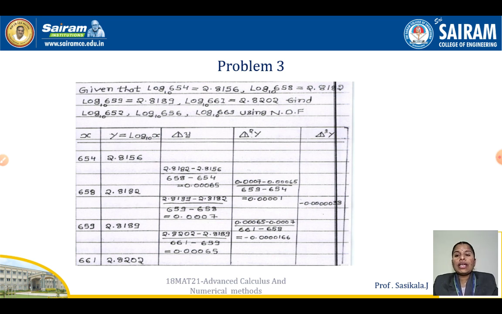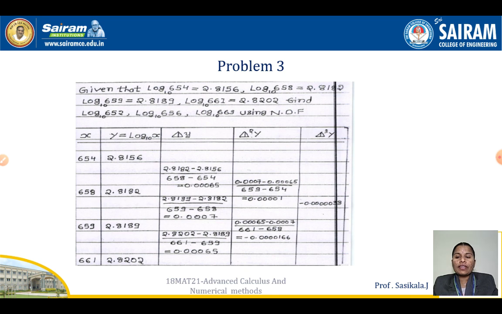Okay, so one more problem to understand more about the divided difference. What is the question? Given log 654 to the base 10, which is 2.8156. Similarly, I have a value from the question: log of 661 is 2.8202. Okay, so find log of 652, log of 656 and 663. The question is asked for 3 values using Newton divided difference formula.